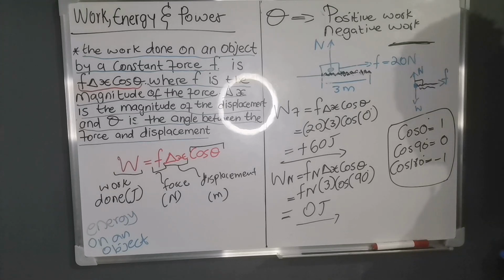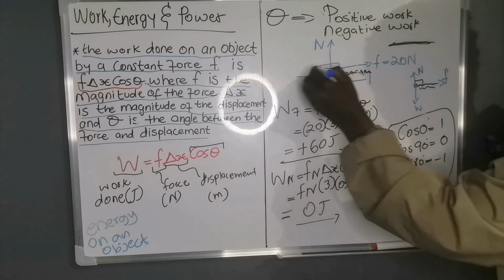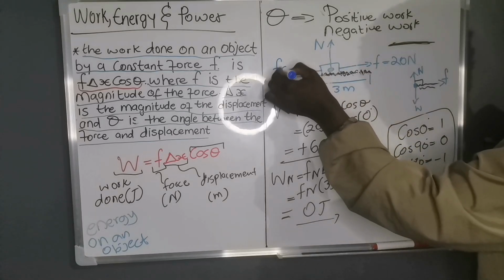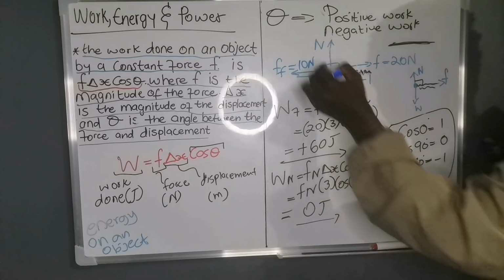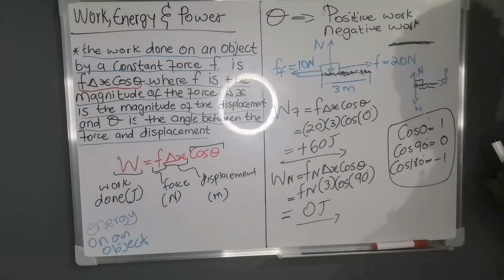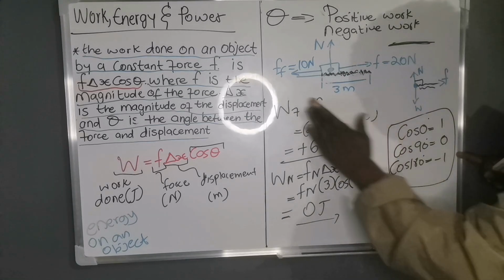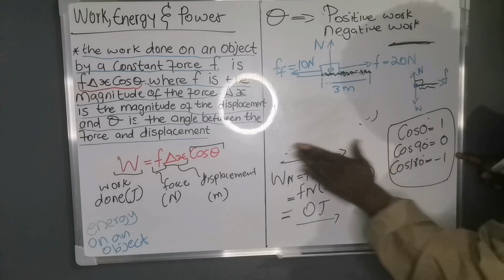How about if we are given, let me just say, on the box, they provide us with a frictional force. Let me just say 10 newtons. Then we say find work done on frictional force. Let us find work done on frictional force.